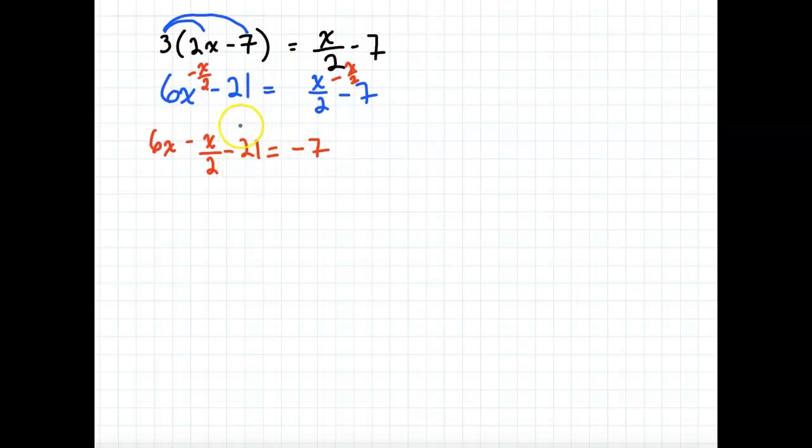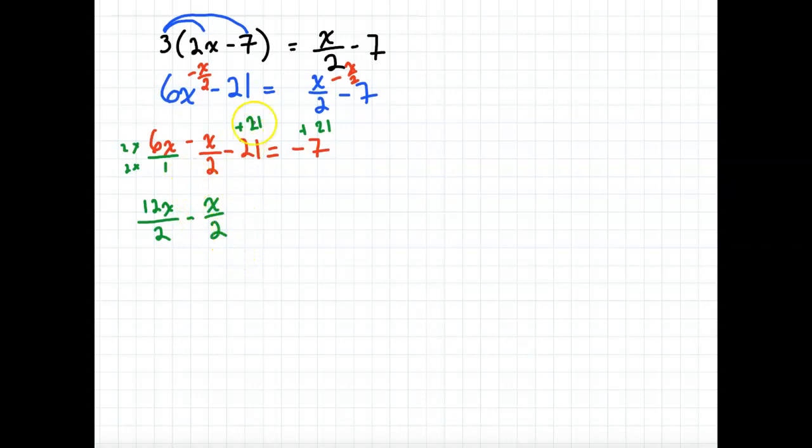So I want to undo subtraction. I always use addition for that, the inverse. Okay, so 6x, that's 6x over 1. So what would it be over 2? I have to times by 2. That's the same as 12x over 2. I have a common denominator. That's the only way we can add or subtract fractions, is with a common denominator.